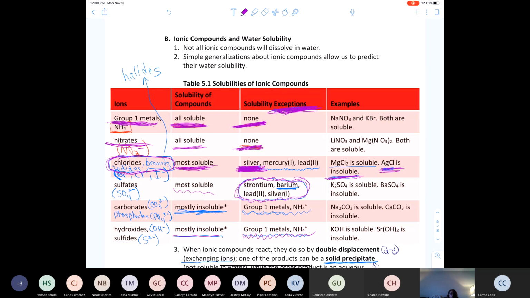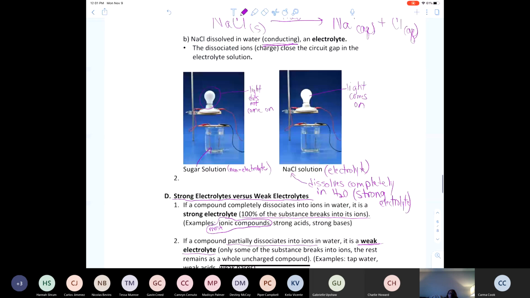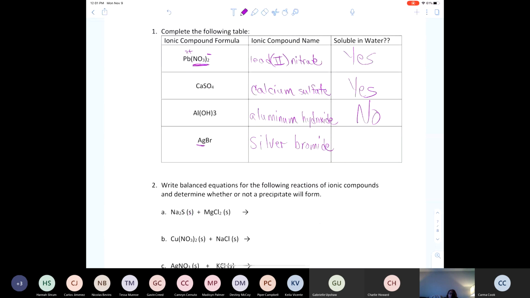So for the halides, including chlorides, bromides, and iodides, they are mostly soluble, except if those anions, which have negative charges, are paired in the ionic compound with a positively charged metal cation. If they are paired with a silver metal, mercury 1 metal, or a lead 2 metal, that's an exception, which means that they're not soluble. So silver makes the bromide insoluble. Any questions about number 1?